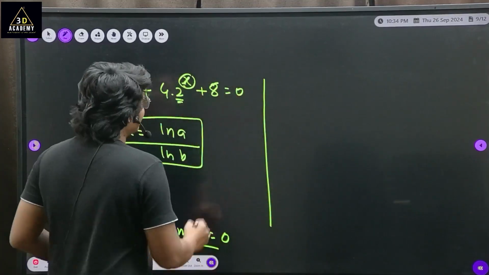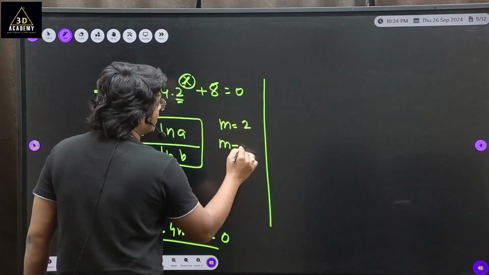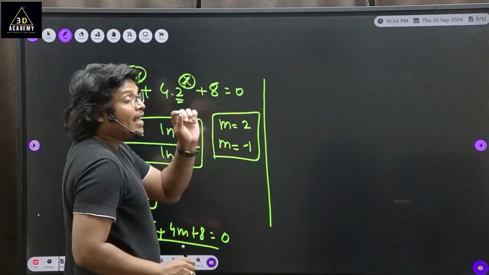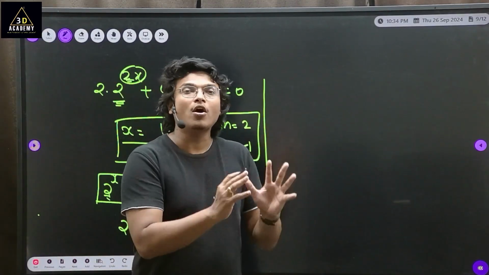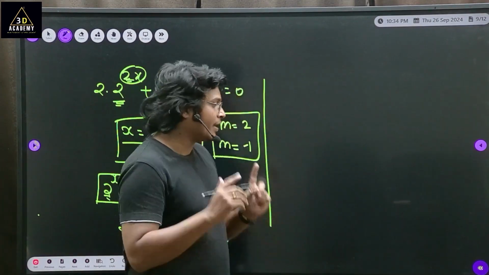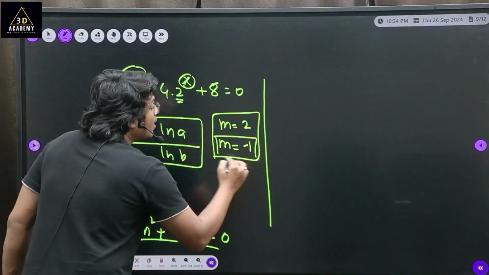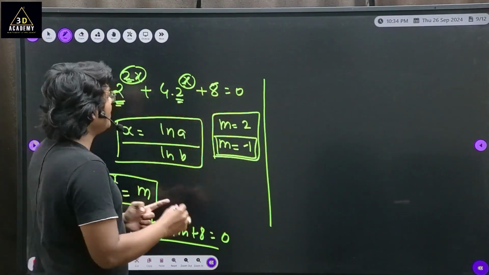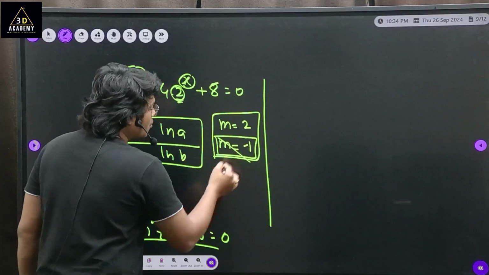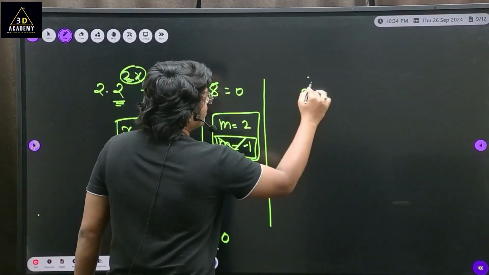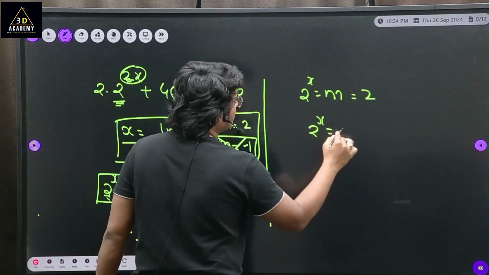Just say, let's say for example, for m you get two values, m equals to 2 and m equals to minus 1. Again I am telling you, in logs we never put negative input. हमारा log का जो भी input रहेगा हमेशा positive ही रहेगा. Getting it? So log of exponentials having positive base can never have negative answers. So you exclude this answer. You take 2 raised to x equals to m, that is nothing but 2. So 2 raised to x is equal to 2.